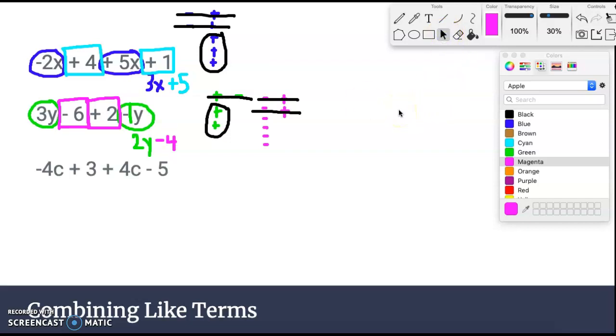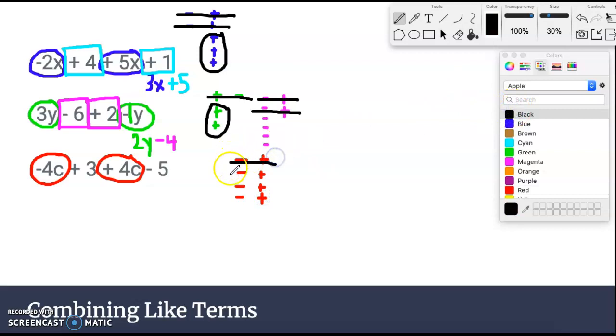Let's look at negative 4c plus 3 plus 4c minus 5. And this one, again, start with my variables. I have negative 4c and positive 4c. Think about that one. If I have 4 negatives and 4 positives, what's going to happen? Well, every single one of those has an opposite, so they all cancel out. That means I have no c's left, so I'm not going to write anything for that.